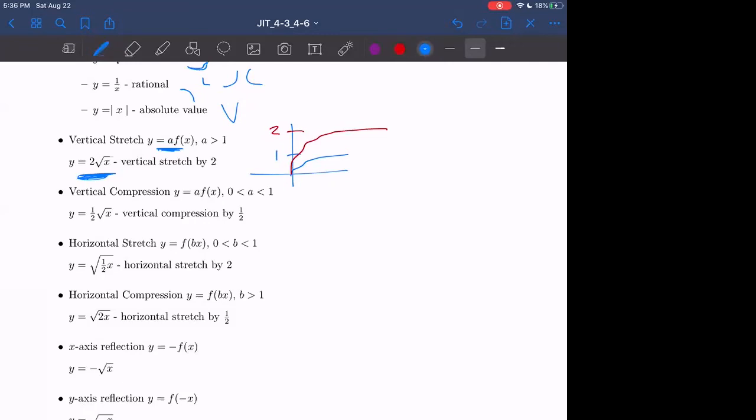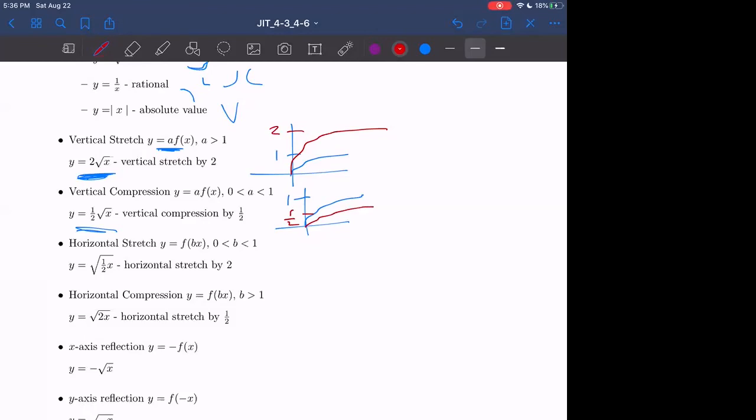Okay, the opposite would be a vertical compression. So the way to know the difference between a stretch and a compression: for a stretch, the value that you're multiplying the function by is going to be greater than 1. And for a compression, it's going to be less than 1 and greater than 0. Okay, so if we're multiplying it by 1/2, then we're doing a compression. So all of our vertical coordinates get compressed by 1/2.